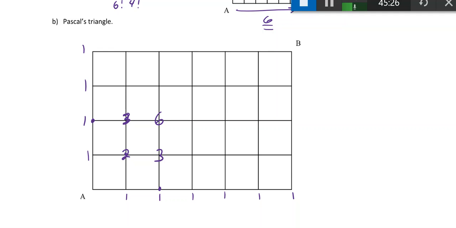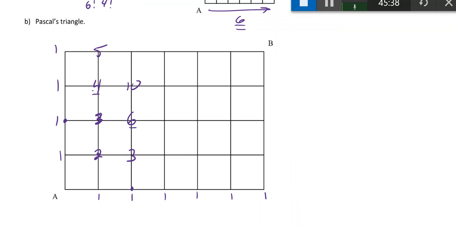And then we just kind of fill it in all the way, right? 1 and 3 is 4. 1 and 4 is 5. 4 and 6 is 10. And so on, right? So we'll keep going here. So this will be 15. And then on the bottom here again, 3 and 1 is 4. 6 and 4 is 10. 20.